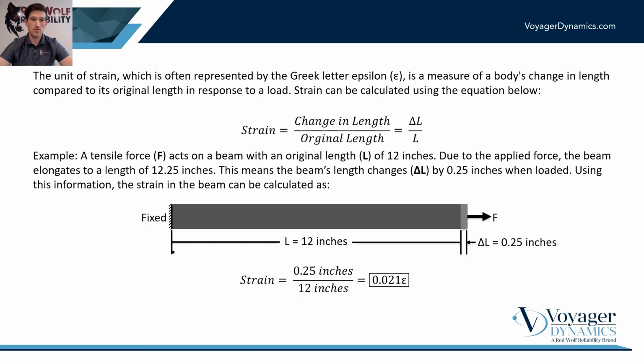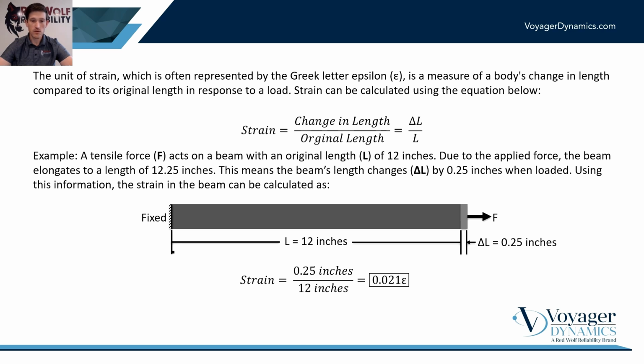From that equation, you can see that the unit of strain is actually dimensionless. You're dividing a length by a length. So we typically will just denote strain with the symbol epsilon, since it has no real dimensions to speak of. There's an example down below on this slide.